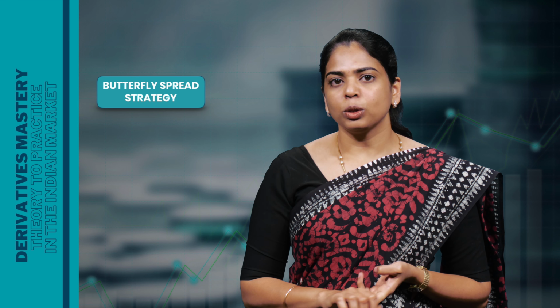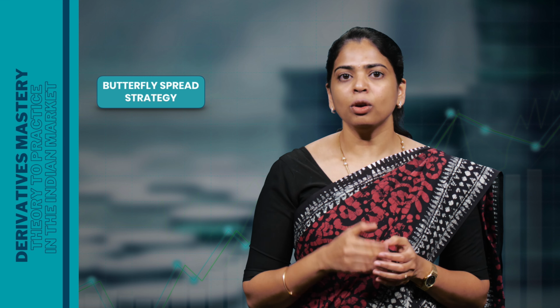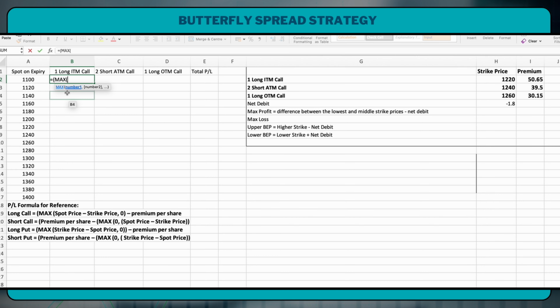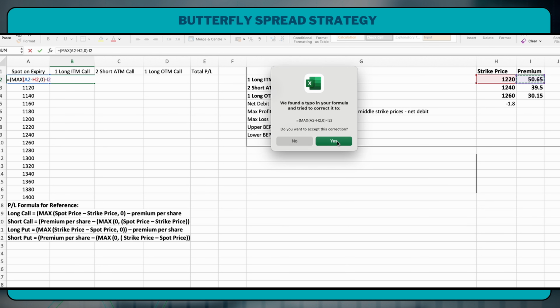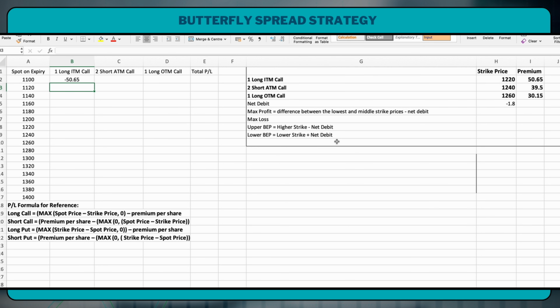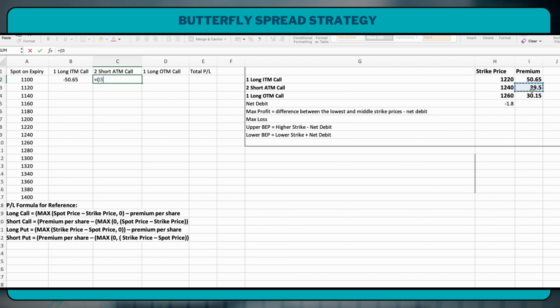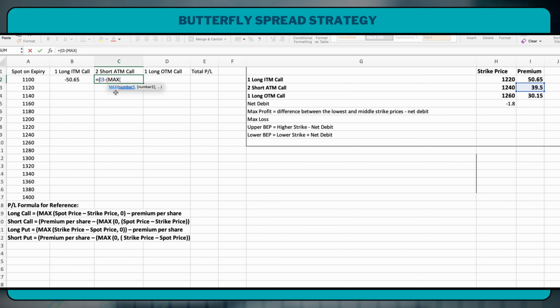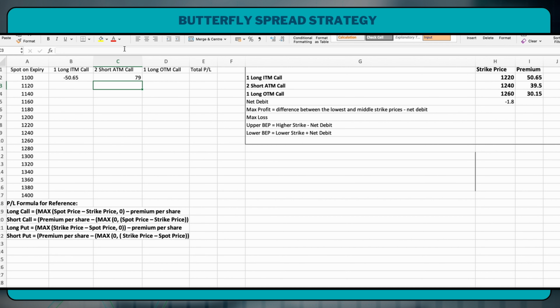Let us use MS Excel to compute the total profit or loss for this strategy on the expiry date with varying market situations. First, let us compute the profit or loss for the long ITM call option. Here we use the formula maximum of spot price minus strike price or 0, minus the premium per share. Here we get a loss of rupees 50.65. Next, let us compute the profit or loss for selling two ATM call options. Here we use the formula premium per share minus maximum of 0 or spot price minus strike price, into 2. So here we make a profit of rupees 79.